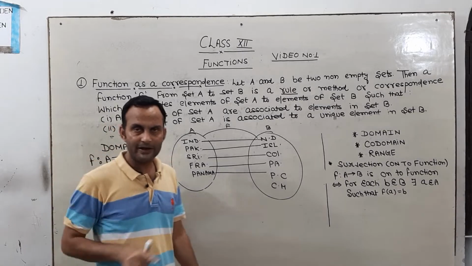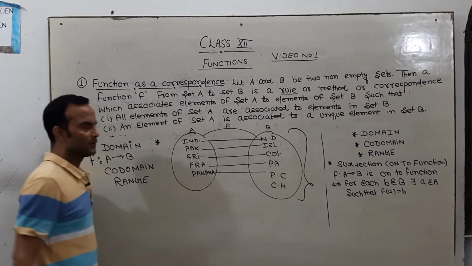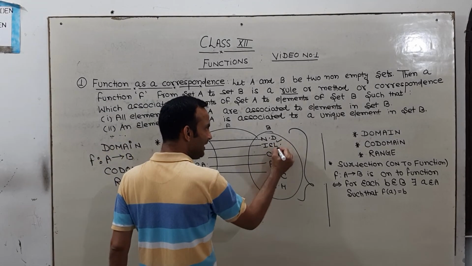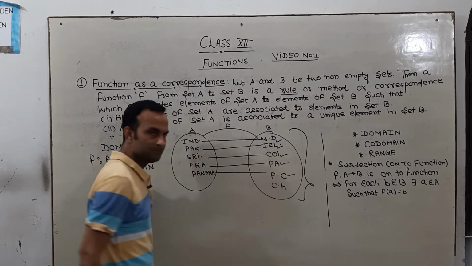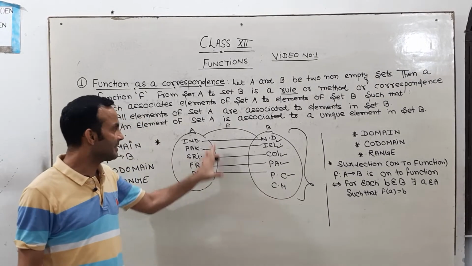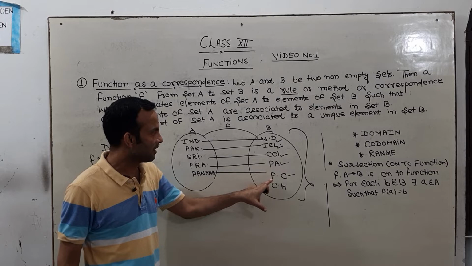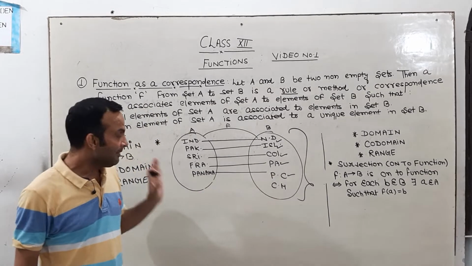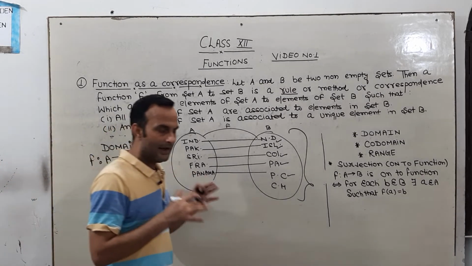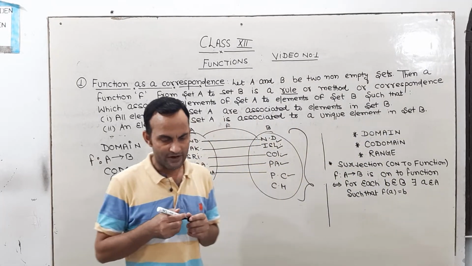I want to clear once again, my dear students, all elements of set B are said to be codomain. But the images like New Delhi, Islamabad, Colombo, Paris, Panama City, you can see here, Copenhagen is not the image of any element which is present in set A. Only the images are said to be range. Okay. Now I think that you understand the concept. What is the meaning of domain, codomain, and range in a function?